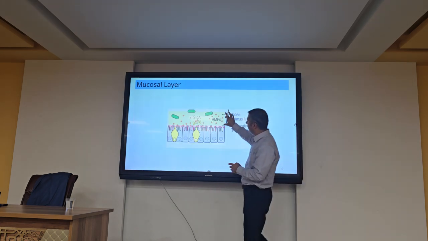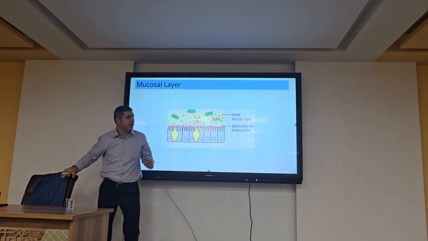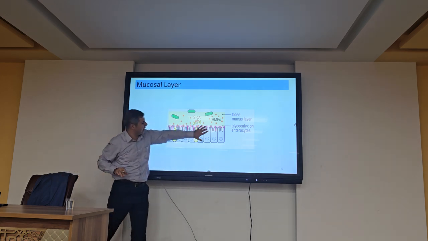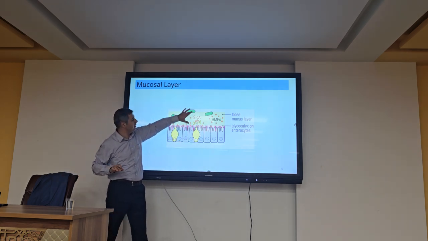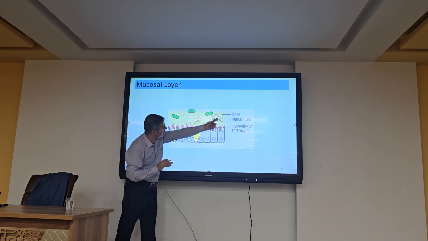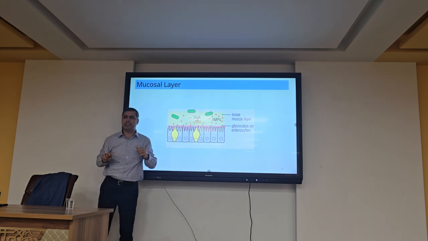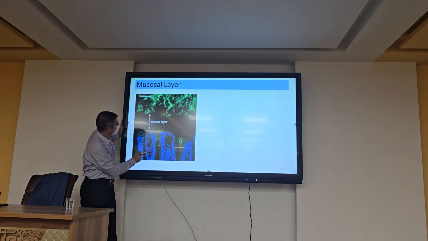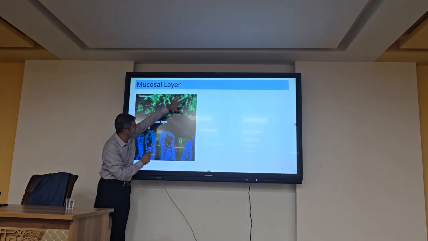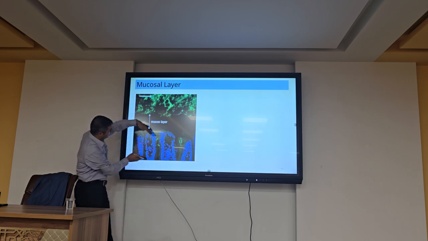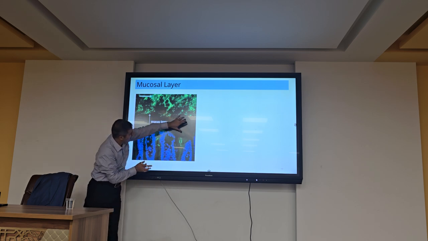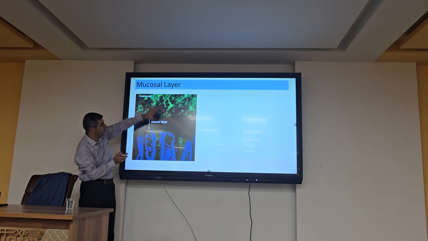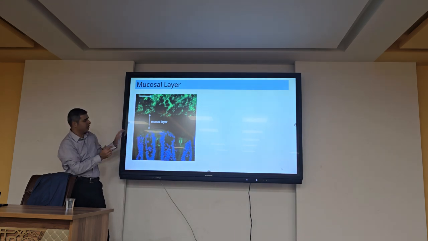And besides, we have a layer of mucus on the epithelial cells, and inside the mucus we have both antimicrobial peptide and SIgA. So you can see here they are the microorganisms of the lumen, and they are the epithelial cells. We have a free space between the microorganisms and epithelial cells. You can see here.